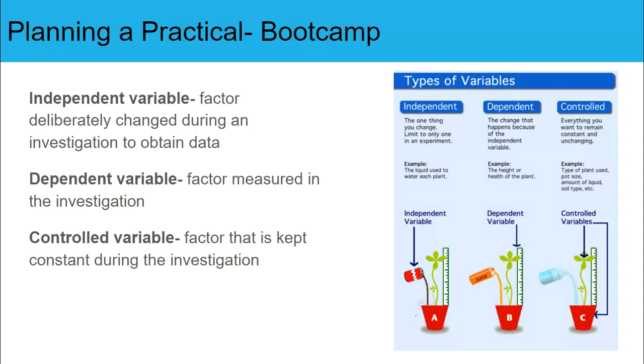Then we talk about controlled variables, and this can be multiple things and must be multiple things. It's the factors that are kept constant during the investigation. We can see here on the right-hand side an example looking at how different liquids would change the growth of a plant.